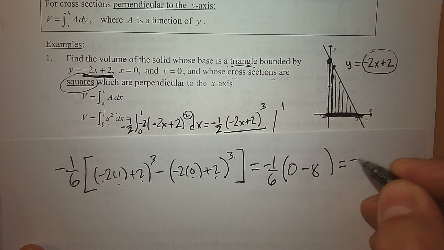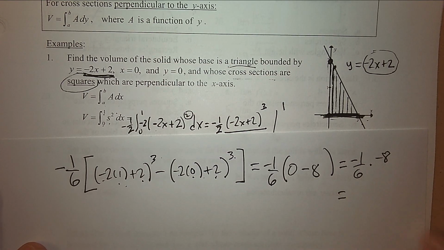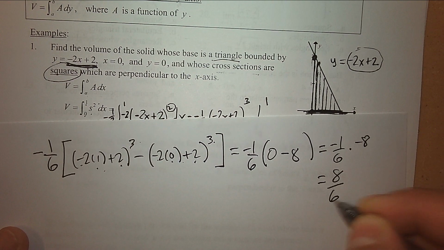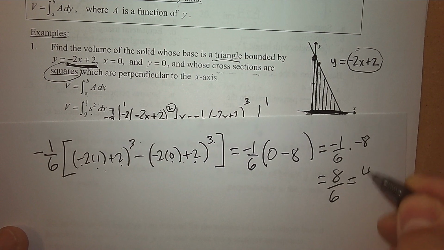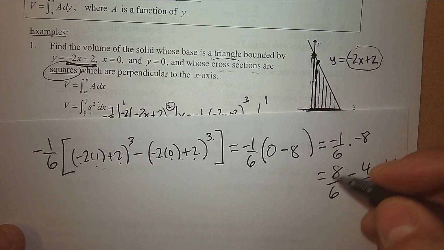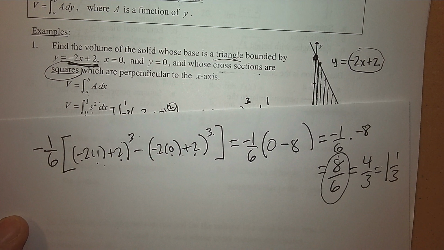And negative 8 and negative 1/6. A negative times a negative is positive, and it's 8 over 6. You could write that as 4 over 3. You could write it as 1 1/3. I don't care. What's the volume of that section using cross sections? 8 over 6. The more we practice, the better we'll get.